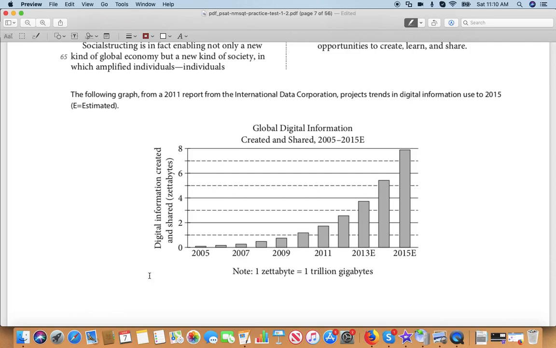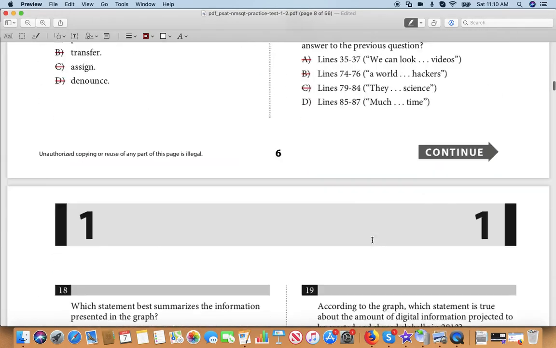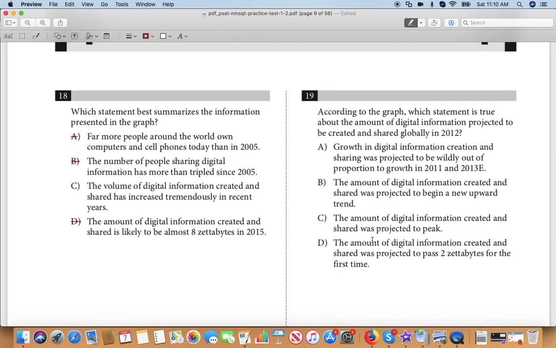I wouldn't say wildly out of proportion. I wouldn't say that either, because here's 2012. And I would say it's very much in proportion, right? It's in between 11 and 13. If it's growing every year, it should be in between. Yeah, for sure. Can we eliminate it? Yeah.